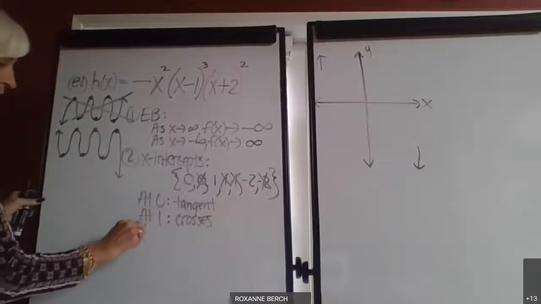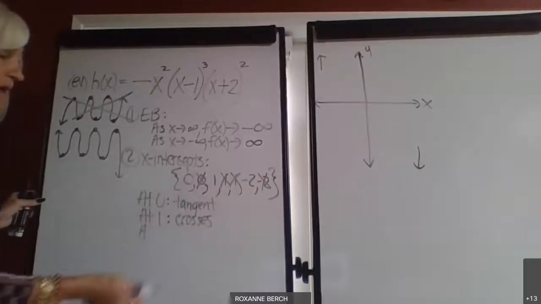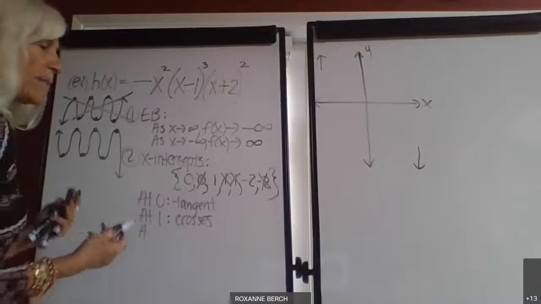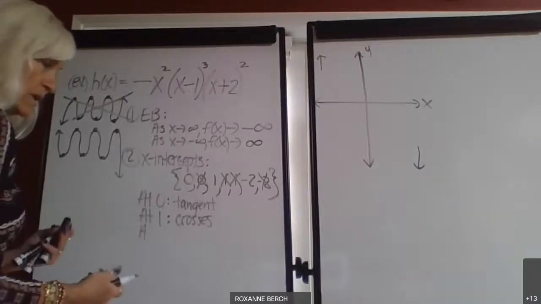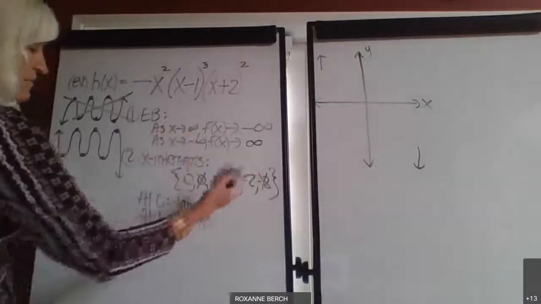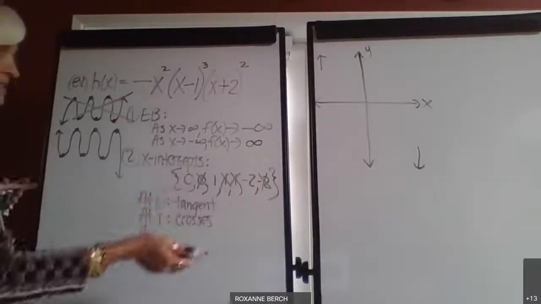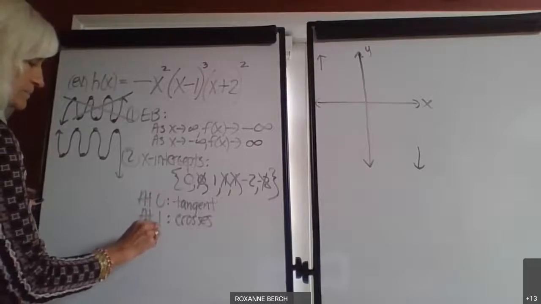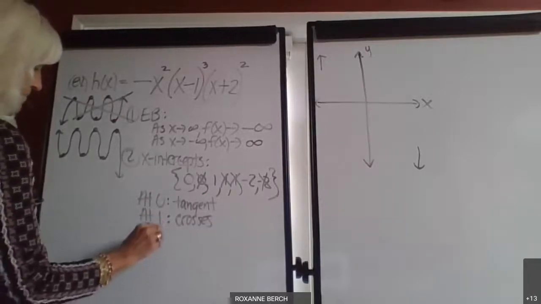And negative 2, it's an even number, right? I'm not talking about the number itself. I'm talking about the number of times it occurs. So 0 occurs twice, 1 occurs 3 times, and negative 2 occurs twice. What does that mean? Tangent. Yeah.